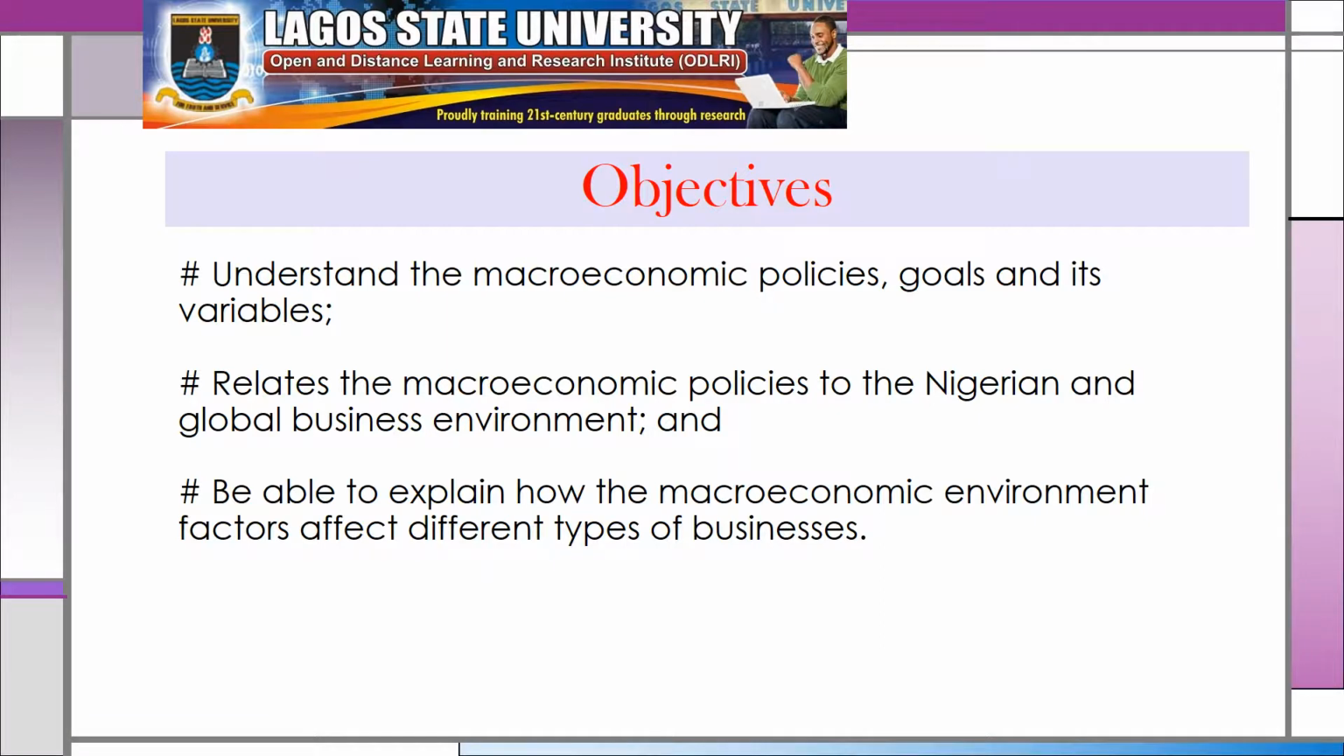The objective of this course is to understand the macroeconomic policy goals and its variables, relate the policies to the Nigerian and global business environment, and be able to explain how the economic environment affects different types of businesses that we have within the Nigerian and the global environment.